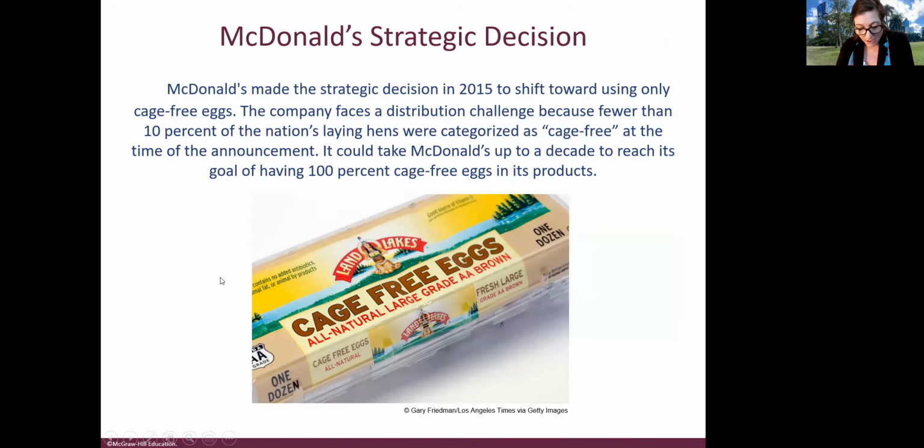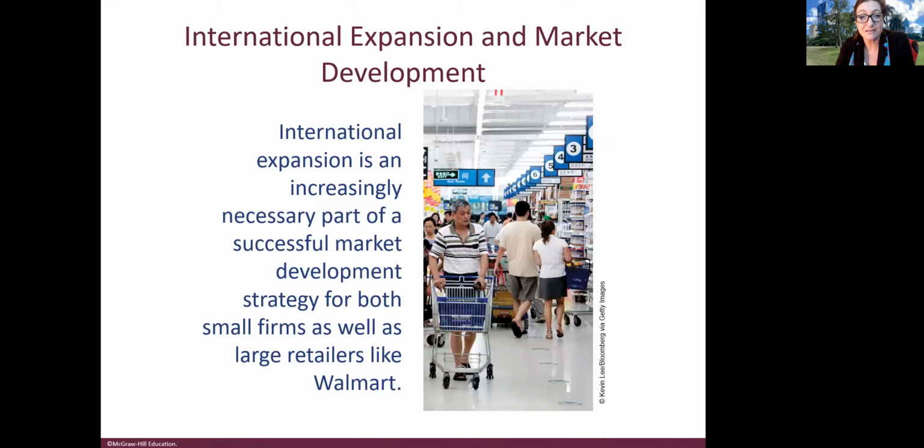Okay, so McDonald's made the strategic decision in 2015 to shift towards choosing cage-free eggs, and that created a distribution challenge because their demand for eggs was kind of high. So it took them a while to actually catch up to that strategic intention and achieve that goal. It took them about 10 years.